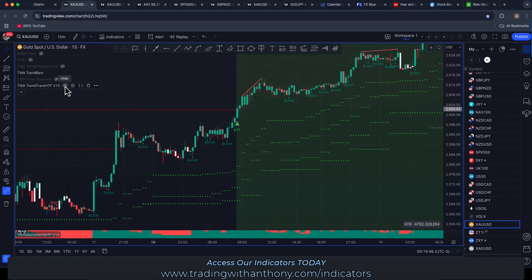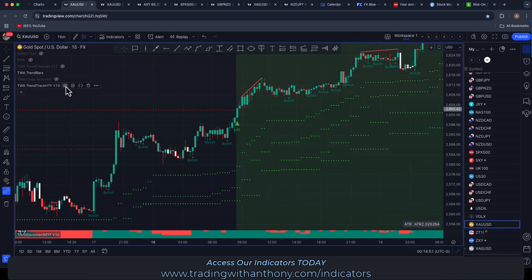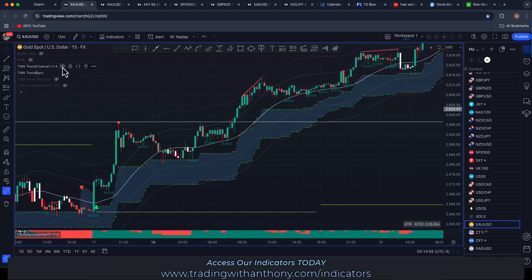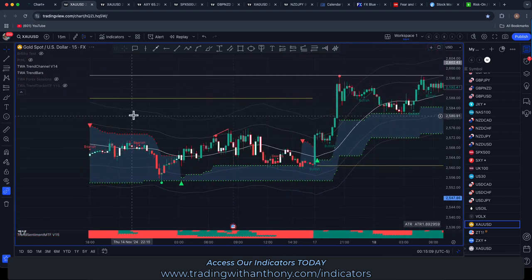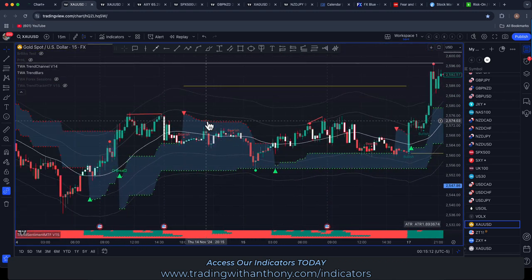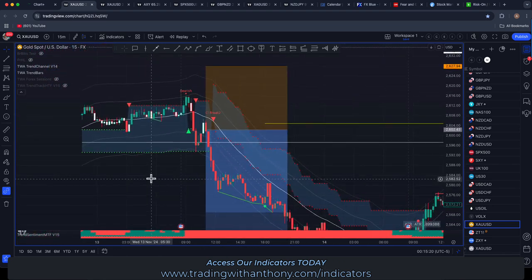So let me just remove that for a sec. This is the trend channel. The multi-time frame is based on the trend channel on the higher time frame. So when I introduce the trend channel, it gives us these dots. This is all based on the average true range or variations of the average true range. So you trade into the cloud, we've got these red and green dots. So here we have red dots. I've been back testing this.